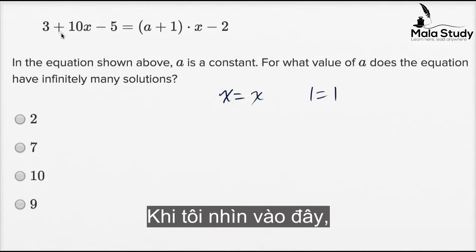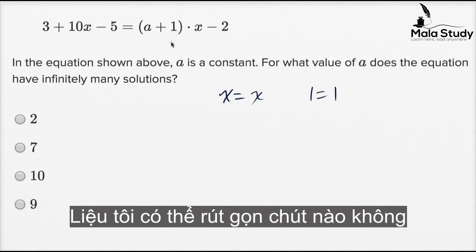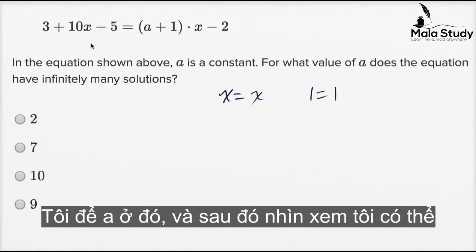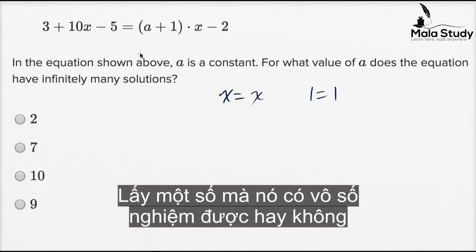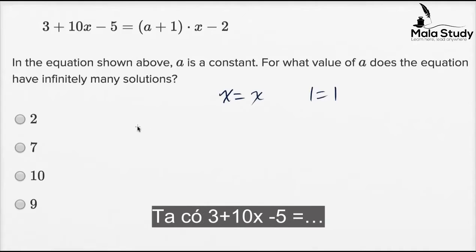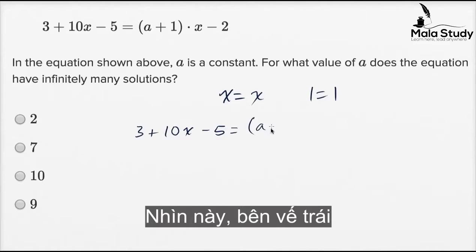So when I look at this thing up here, my first instinct is, well, let's just see if I can simplify this a little bit. I'll leave the a in there and then see if I can get to a point where it's going to have an infinite number of solutions. So let me just rewrite it. So we're going to have 3 plus 10x minus 5 is equal to a plus 1 times x minus 2.